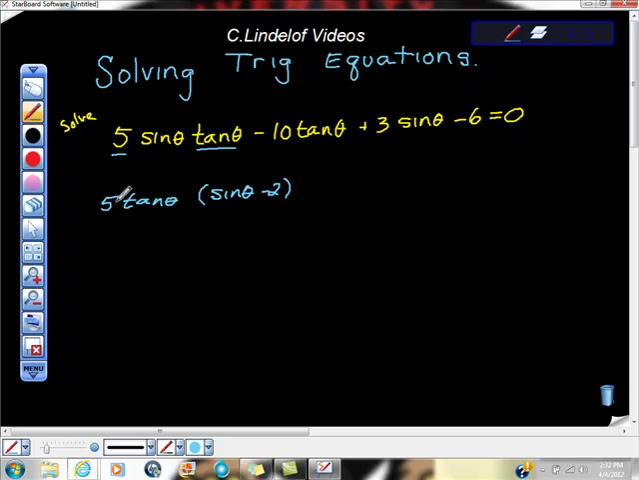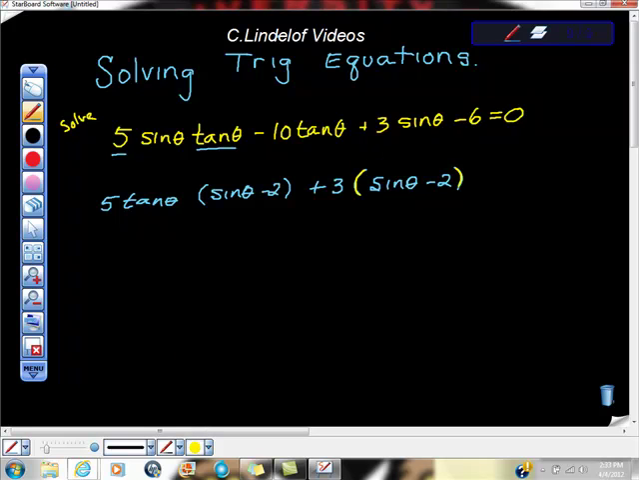Check my math here. 5 tan theta times sine theta is 5 sine theta tan theta. And 5 tan theta times negative 2 is negative 10 tan theta. That worked, didn't it? And then here I'm going to factor out 3. 3 times sine theta. That's looking good, isn't it? 3 times negative 2. So what did I get here? What we got here was this.